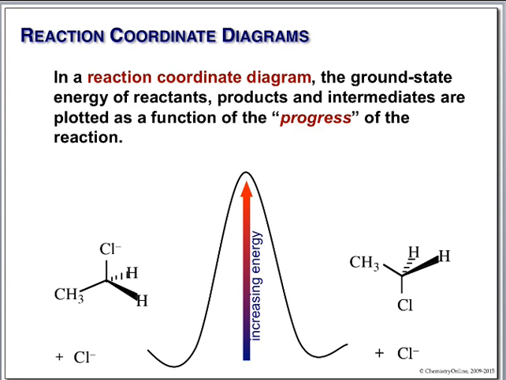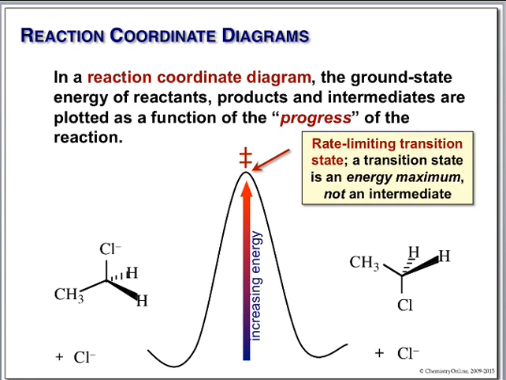In order to get from here to here, we have to go through this high energy intermediate. Now the high energy intermediate is when we have partial bonds from our nucleophile and our leaving group. This is called the transition state. And in this reaction, this is the highest energy point.